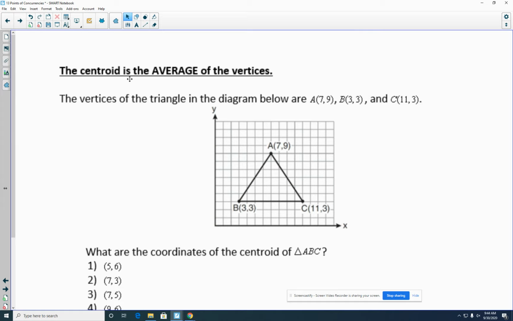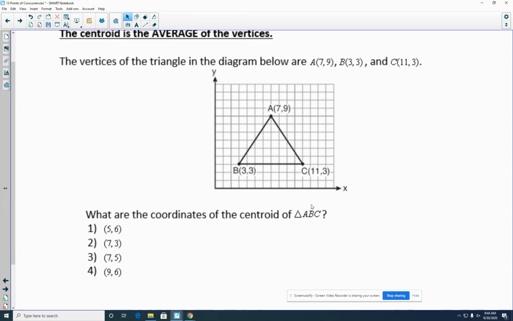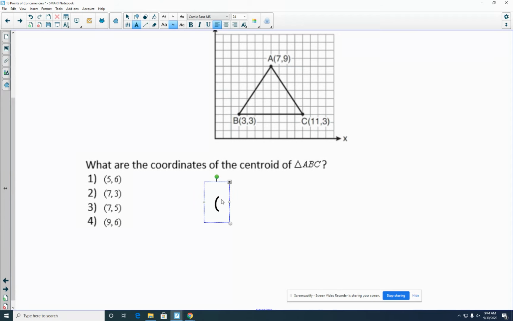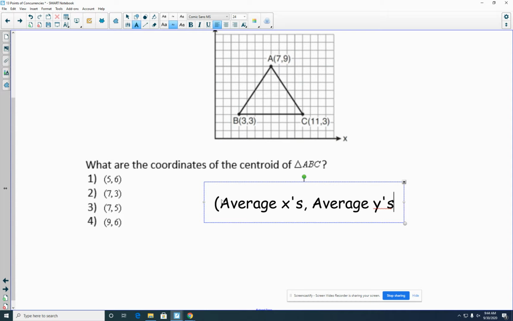So if the centroid is the average of the vertices, and we have this triangle below with A, B, and C, we want to find the coordinates of the centroid. So remember what we said. It's the average, right? So how do you find average? The way you find average is you add the values up and you divide by the number of values. So let's put over here, in order to find the centroid, it's going to be a coordinate. It's going to be the average of your x values and then your average of your y values.